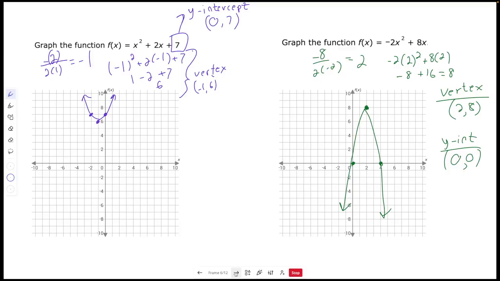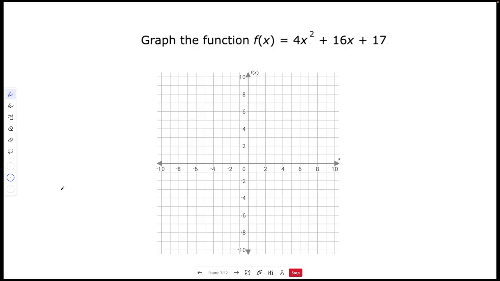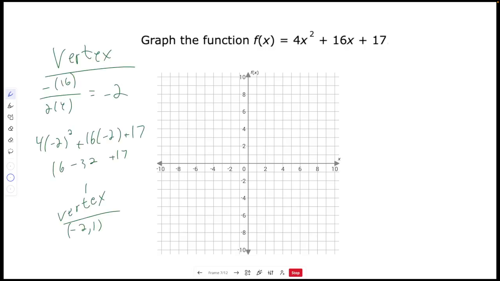Now for this next problem, we are going to start the same way. So let's calculate our vertex. Here's the calculation for the vertex. You get negative 2, 1. Again, we should know how to do that at this point. So negative 2, 1 goes here.